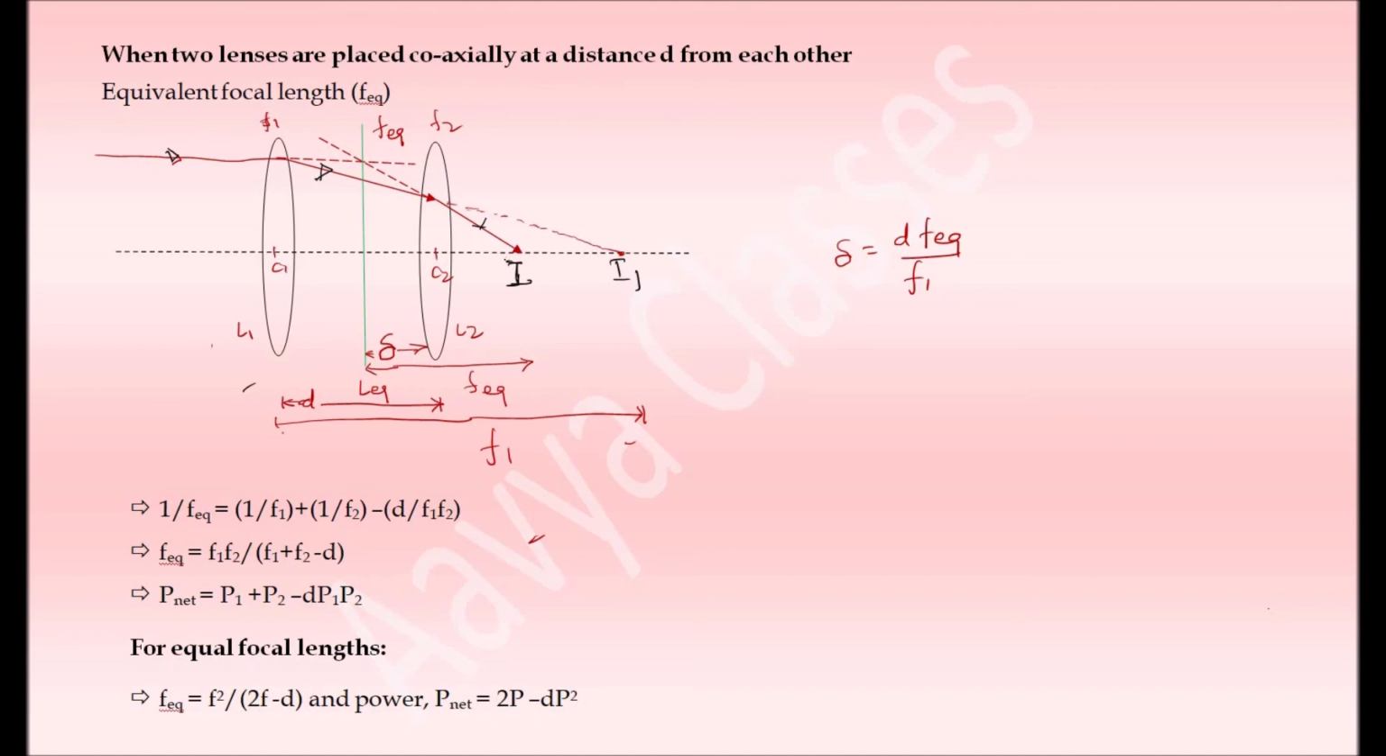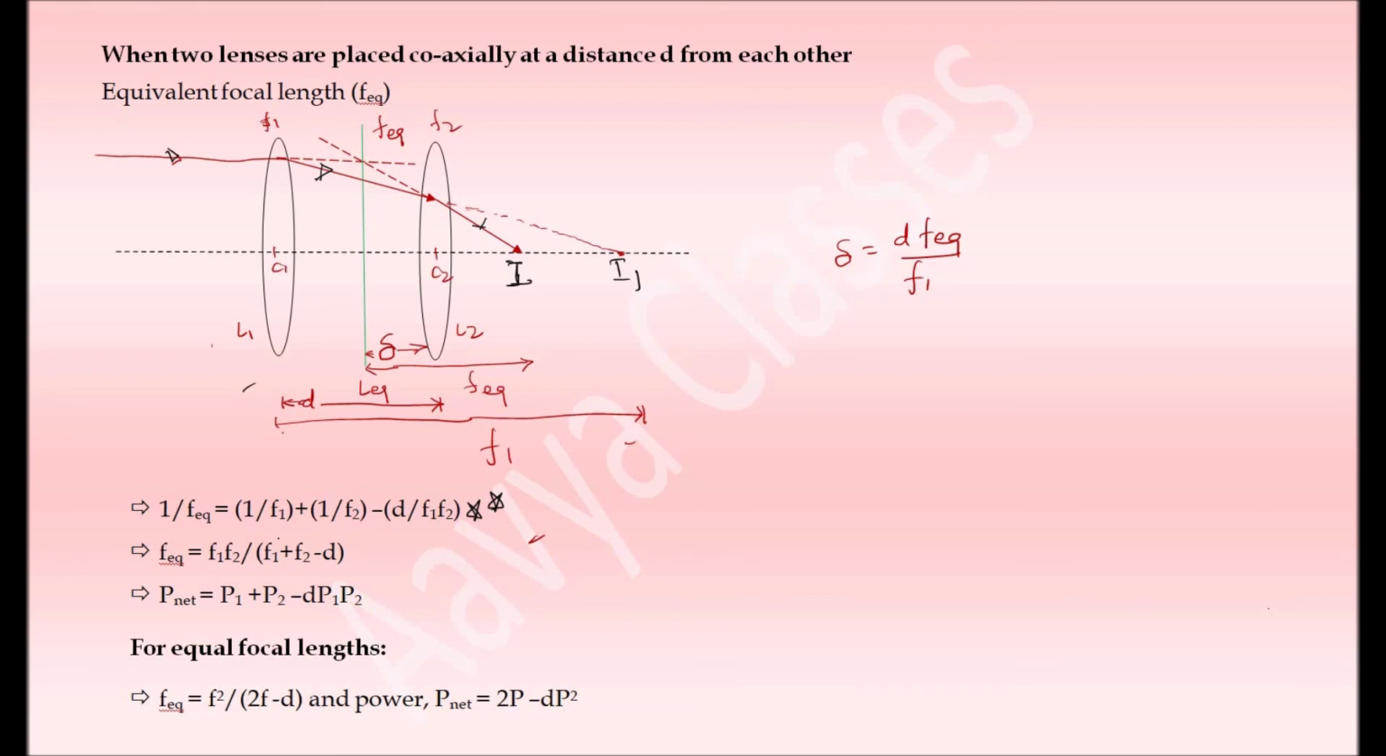Now we have to first calculate the equivalent focal length of this system, and the equivalent focal length of this system is given by the formula 1 by f equivalent is equal to 1 by f1 plus 1 by f2 minus d divided by f1 f2. So I am giving you this formula without the proof. So you just learn this formula and apply it for the numericals. Basically this is important for your competitive examinations.